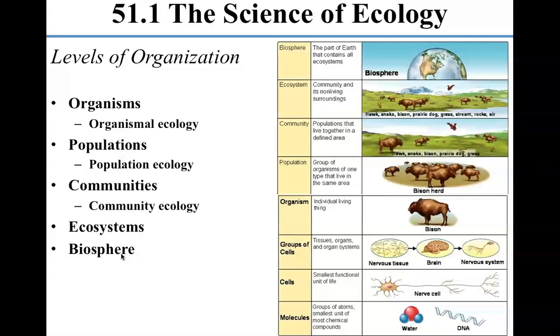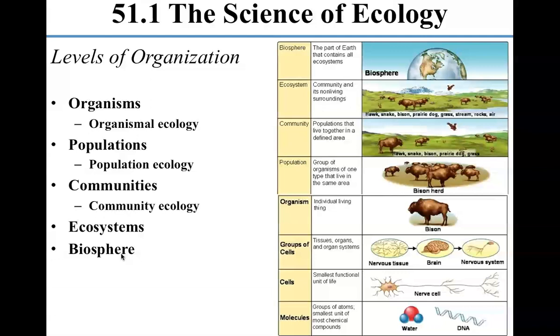The ecosystem is made up of communities. Communities focus on the biotic. Communities are populations that live together in a particular place. In this example, we've got hawks and snakes and dogs and grass. Notice that they're all biotic components, and notice also that they're different species. So communities are made up of different species. Those species come together as populations.